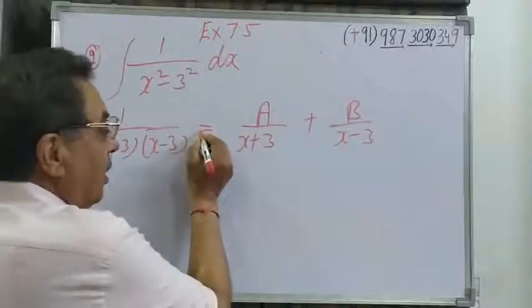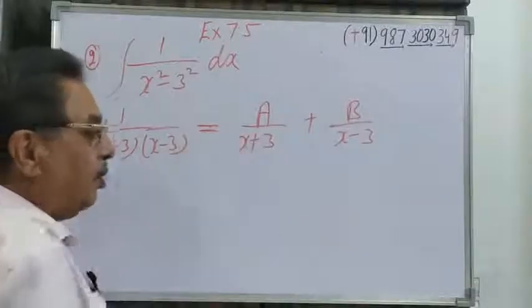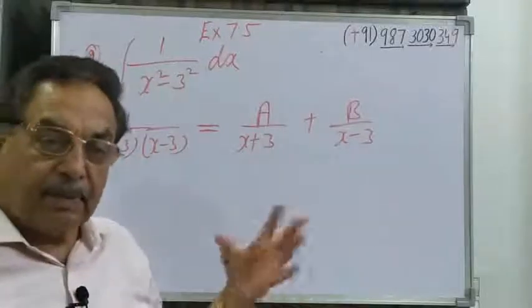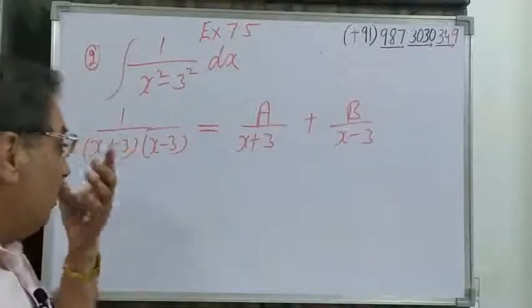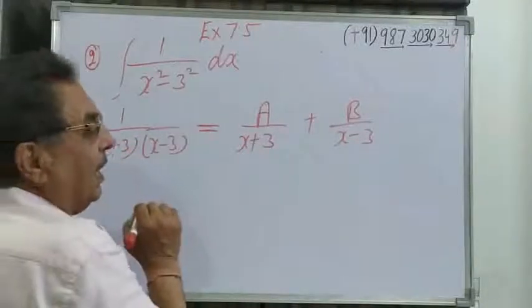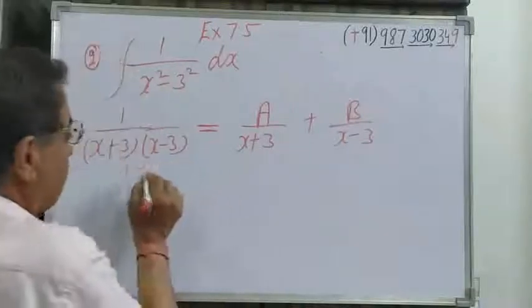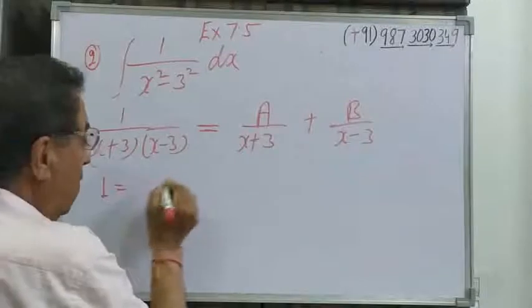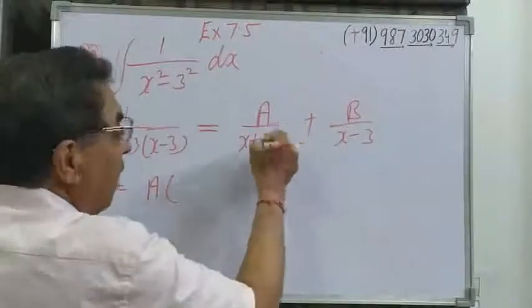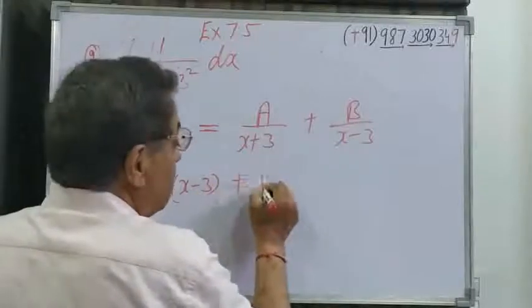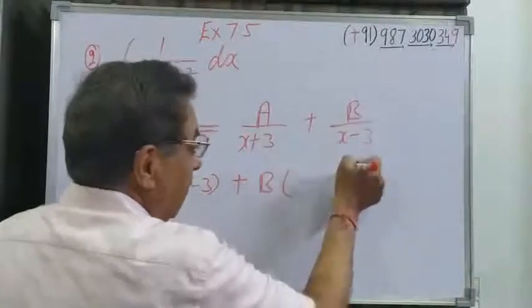This is an equal sign of equality, so on both sides we can multiply with the same terms. So I will multiply both sides with x plus 3 and x minus 3. When I multiply both sides by x plus 3 and x minus 3, this will get cancelled, we will get 1. And a into x plus 3 will get cancelled, x minus 3 plus b, x minus 3 will get cancelled.